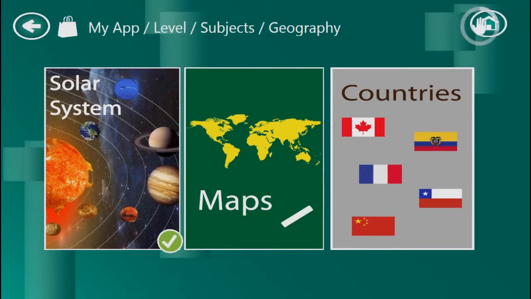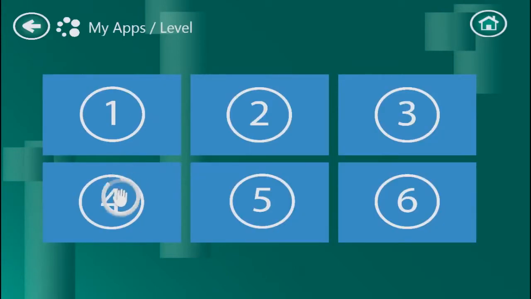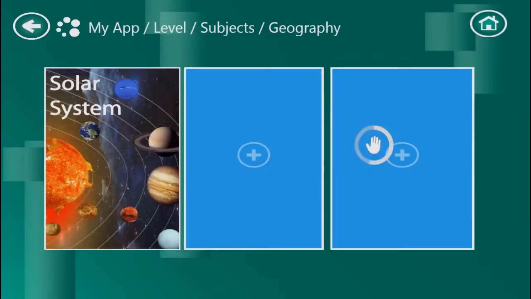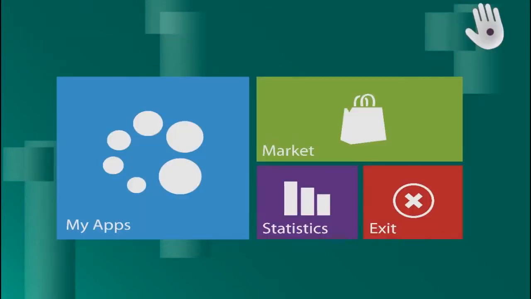Now, let's go back to the main screen, choose My Apps again, 4th grade, Geography, and now we can see the application is already installed.